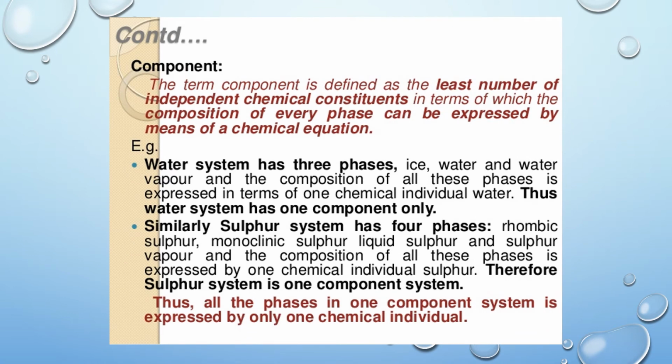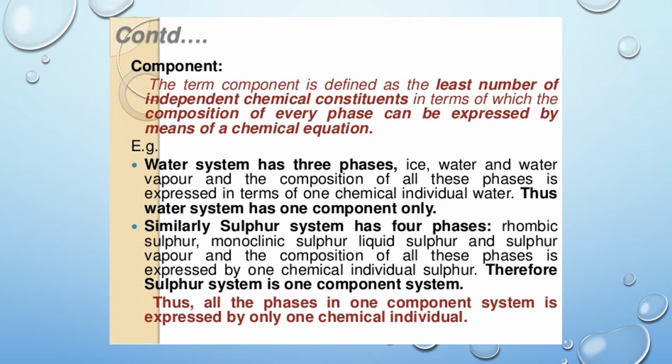Next term is components. The number of components of a system is defined as the smallest number of independently variable constituents by means of which the composition of each phase can be represented by means of a chemical equation. Constituents can be either elements or compounds. If the composition of all the phases present in the system can be represented in terms of only one constituent, it becomes a one-component system.